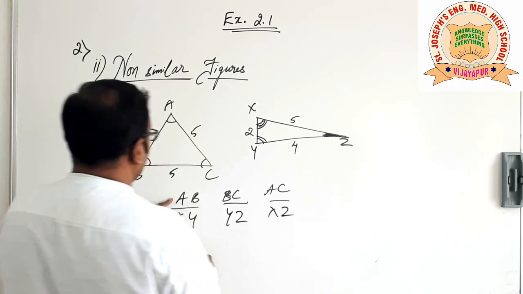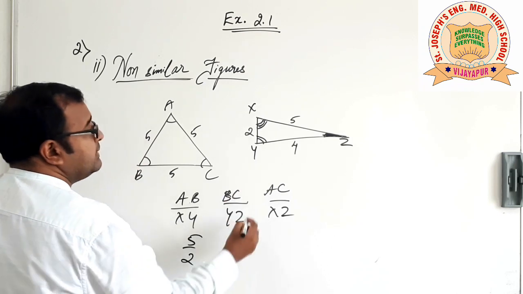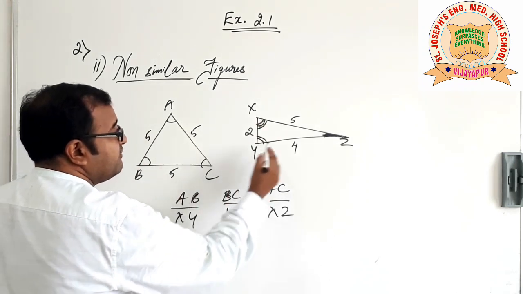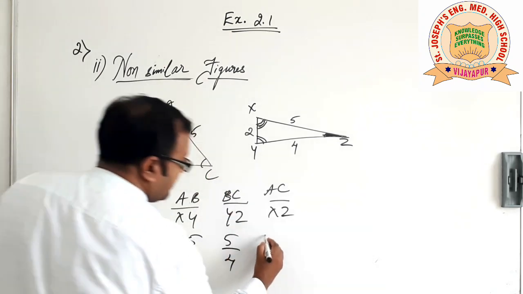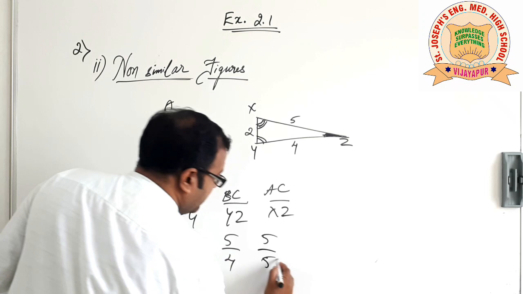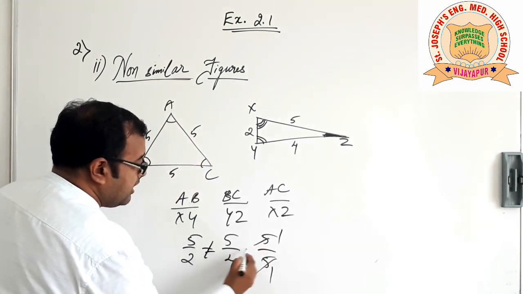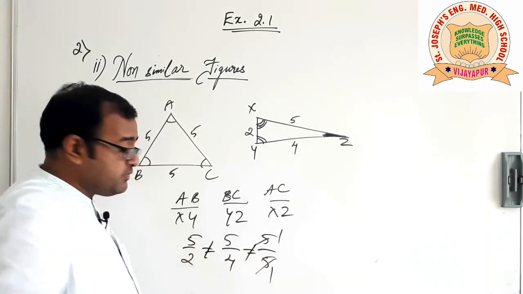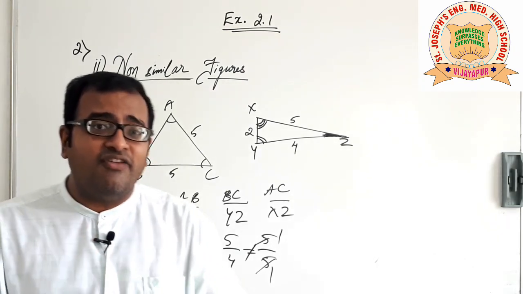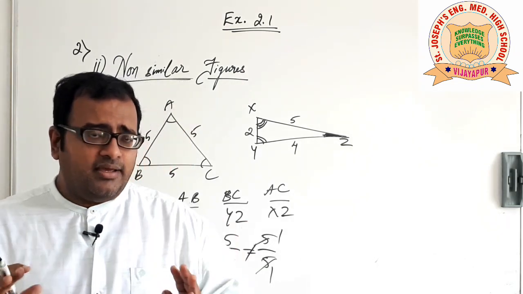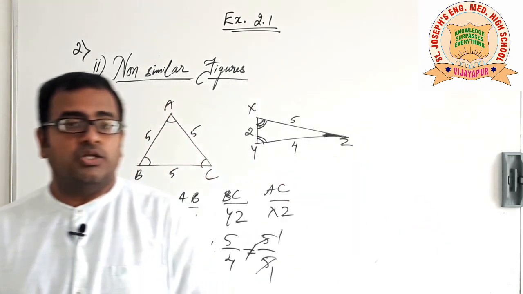So AB being 5 and XY being 2, this is 5 upon 2. BC by YZ, BC being 5 and YZ being 4, 5 upon 4. And next AC being 5 and XZ being 5, 5 upon 5 becomes 1. These cannot be simplified to the same value, which means they are not equal. 5 upon 2 is not equal to 5 upon 4, which is not equal to 1. That is why there does not exist a scale factor. A constant is not there. In that case, these two given diagrams or figures are not similar.